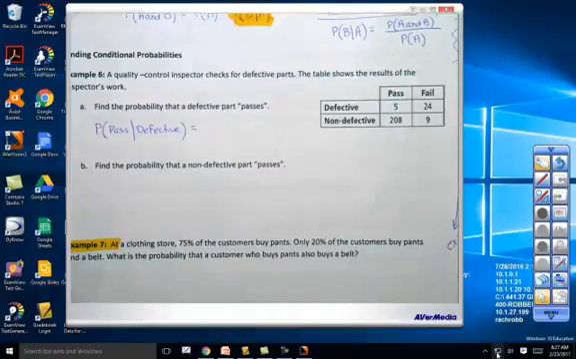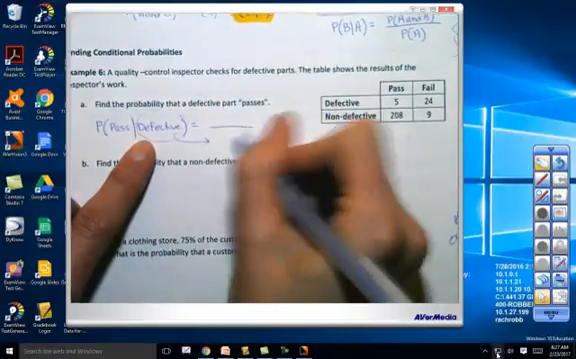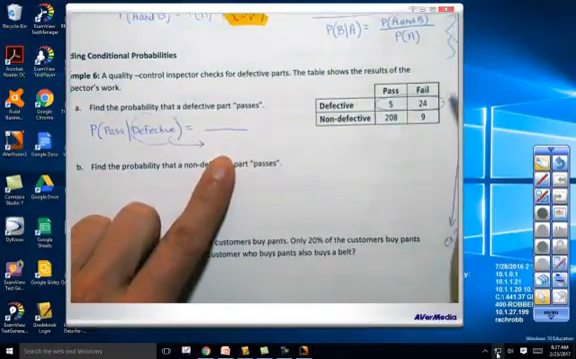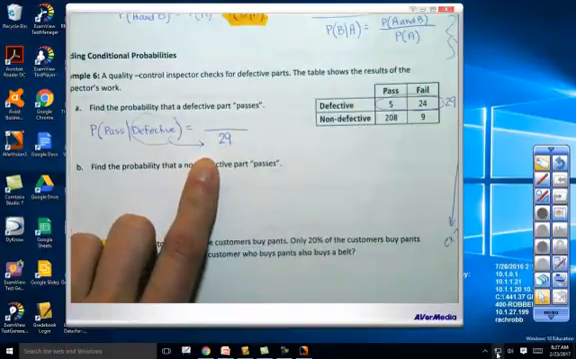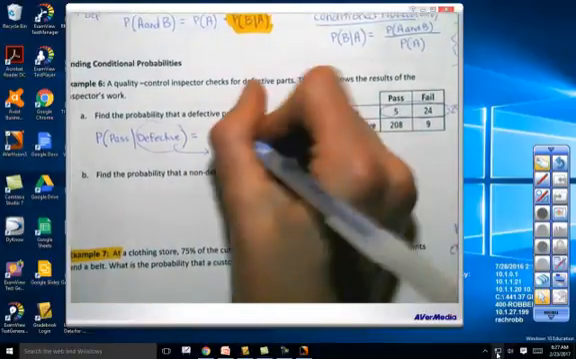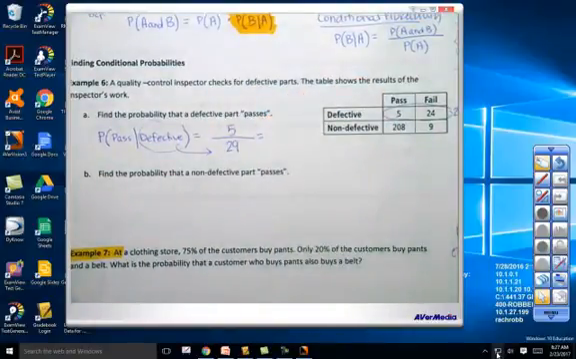And so when you're doing this, you look at your given part first, and that becomes your number on the bottom. All the defective parts total together to be 29. Of those, which ones passed? So now we're looking just within those 29, and 5 of the ones in that 29 passed. So 5 out of 29, or 17.2%.